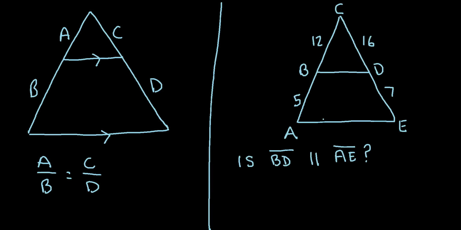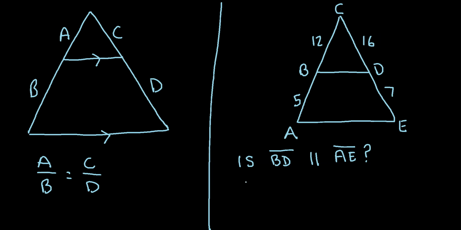It says we have this triangle here, and we want to know, is line segment BD parallel to, so these bars indicate parallel, is it parallel to line segment AE? So here's line segment BD, and here's line segment AE. We want to know if these two are parallel. Well, if they are parallel, the triangle proportionality theorem says that the ratio of 12 to 5 should be the same as the ratio of 16 to 7. So if these two ratios are equal, then these two line segments must be parallel.